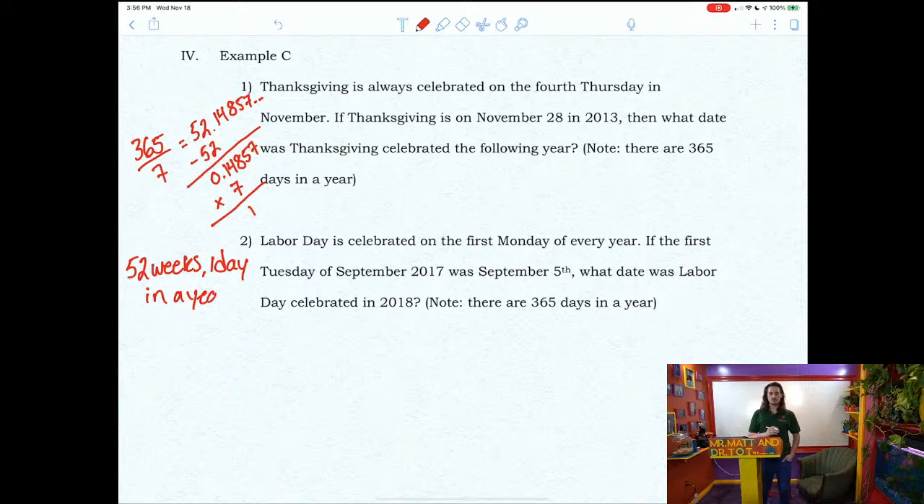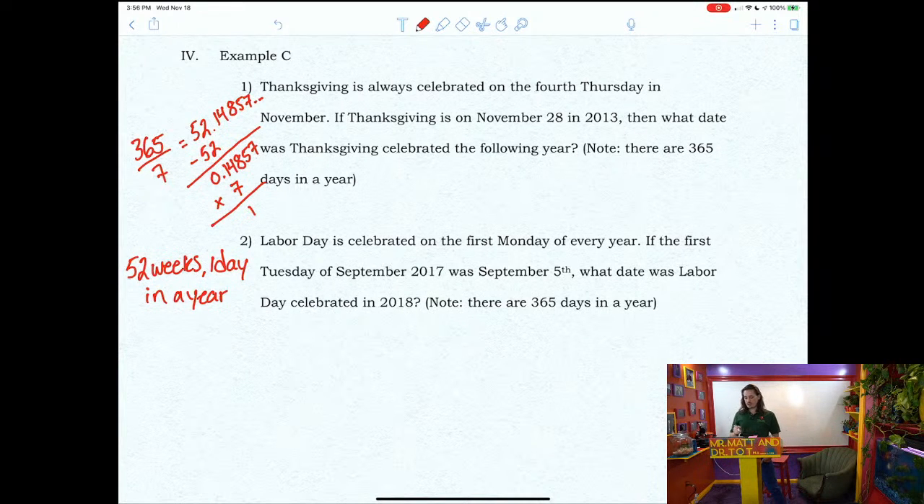in a year. So every year, the dates shift forward by 1 day, unless you're talking about a leap year, in which case they would shift forward 2 days. So from 1 year to the next, every day is going to be 1 date ahead of the last year until they roll over into the next week.